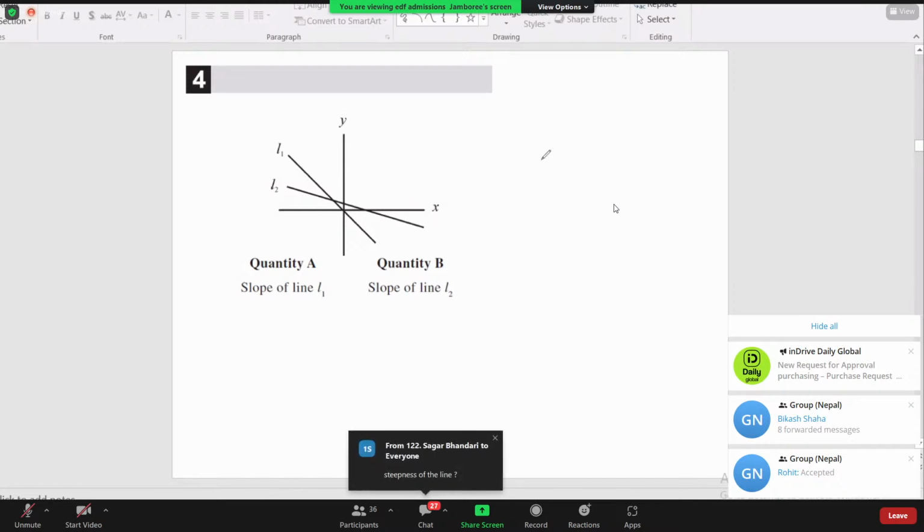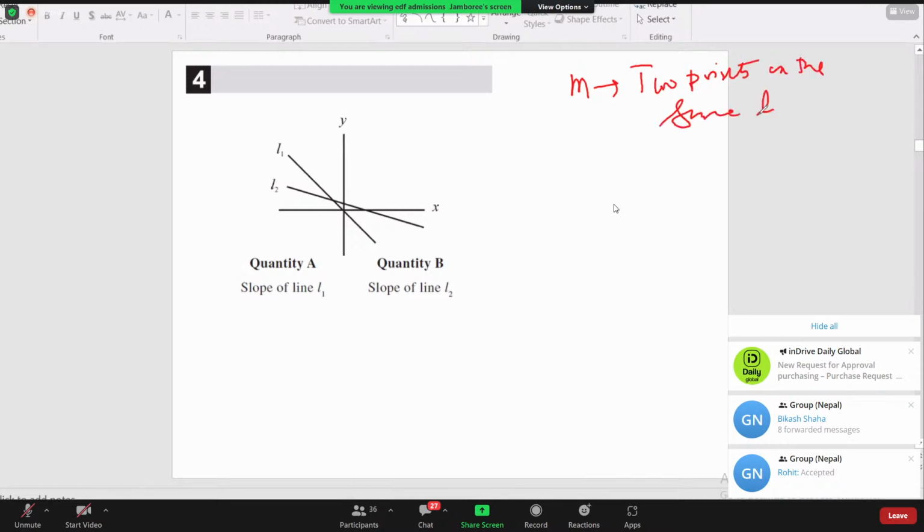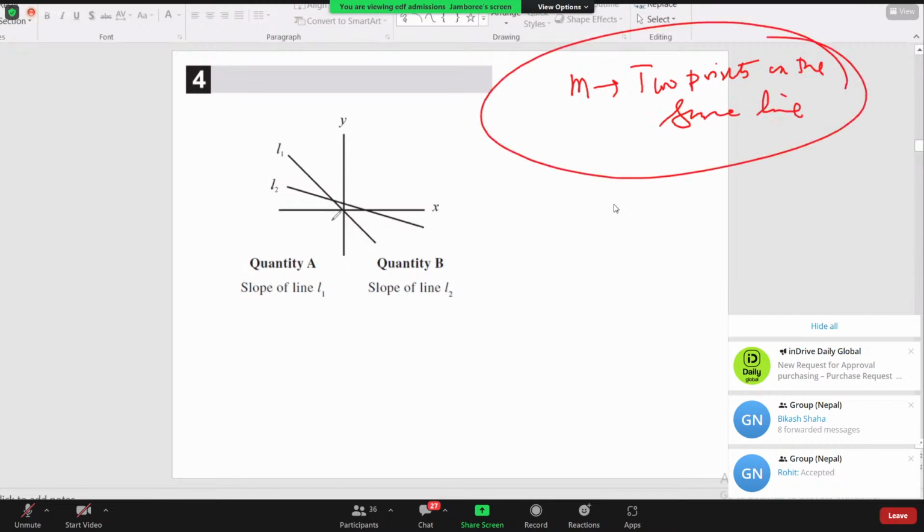Okay. Do you all remember I said that to find out the slope of the line, you need to have 2 points on the same line? Yes or no? Yes. So we need to get into that.